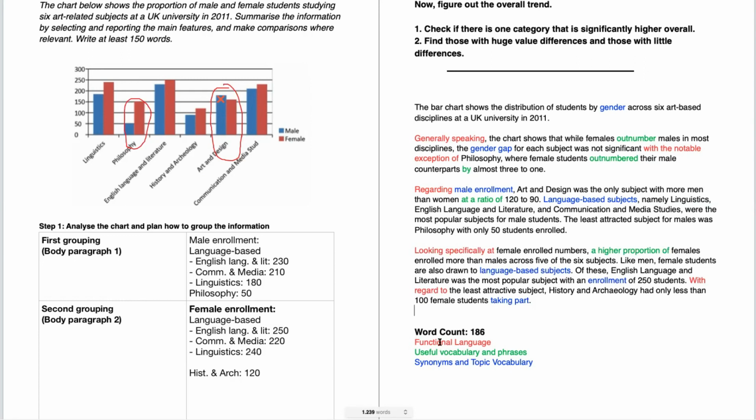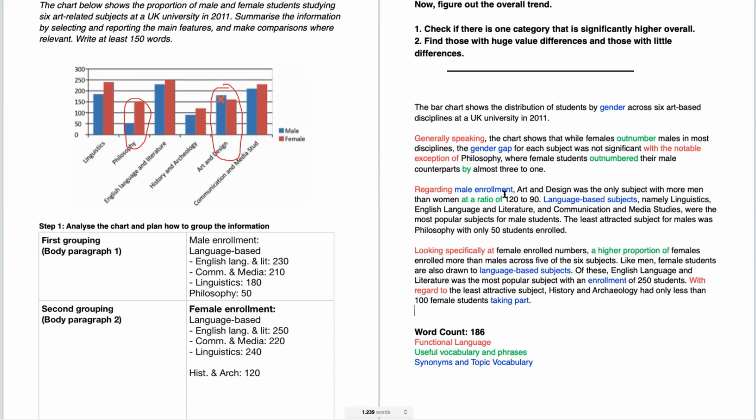But basically, if we start with our red, so our functional language, these phrases really help open up your paragraph, combine ideas, and also look at details. So "generally speaking", obviously, is something to start with. It introduces a wide topic. "With the notable exception of" is great when talking about those big differences and those big gaps, just like we did for philosophy.